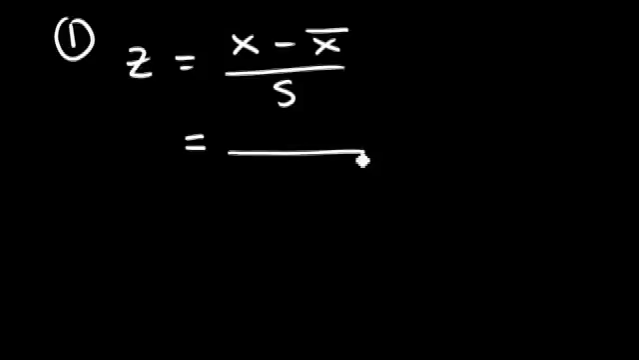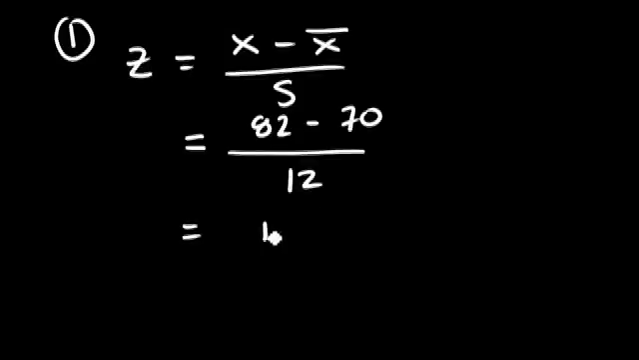Z is x minus the mean divided by the standard deviation, where x is the data value that we are going to convert. In this problem, we're going to convert Michelle's score of 82. The mean is 70, and the standard deviation is 12.